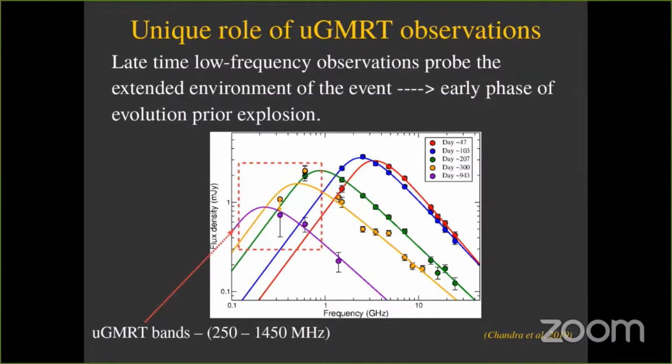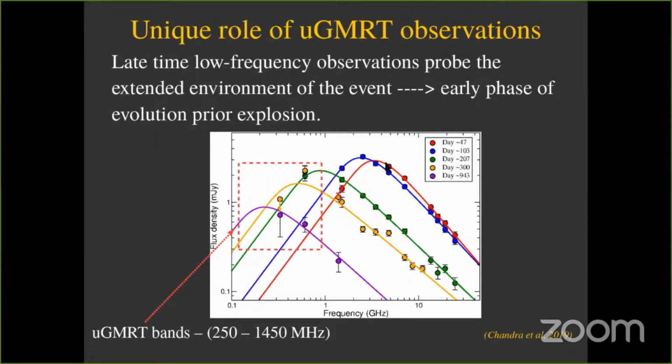So I can explain that with this figure. The figure shows spectra of any transient like supernovae or FBOT. And different colors represent different epochs. Now, as you can see, as time passes from day 47 to day 943, the turnover is cascading to lower frequencies.